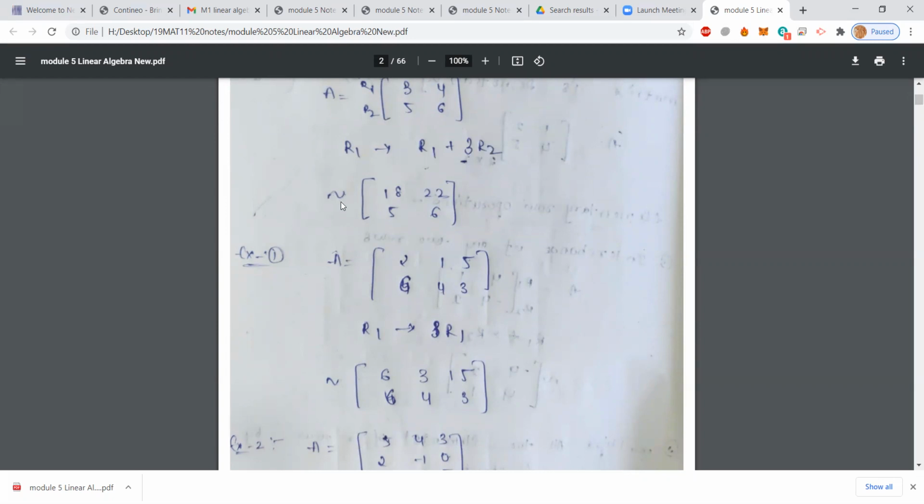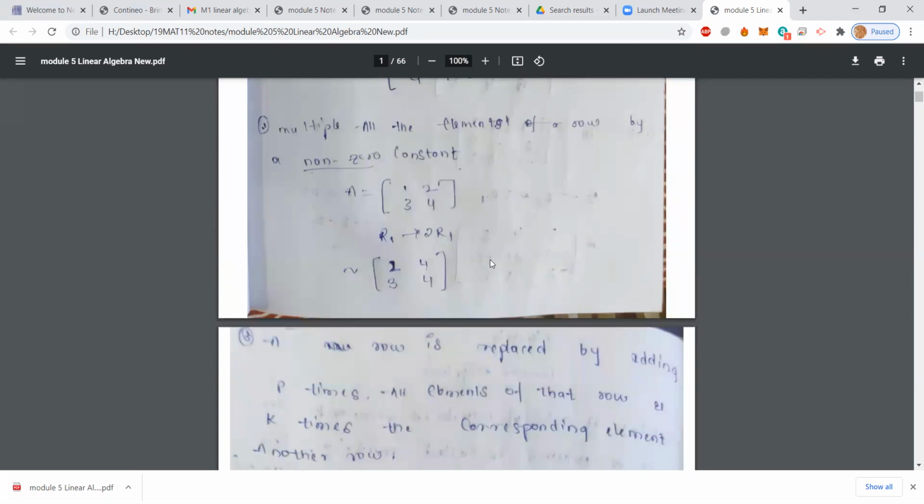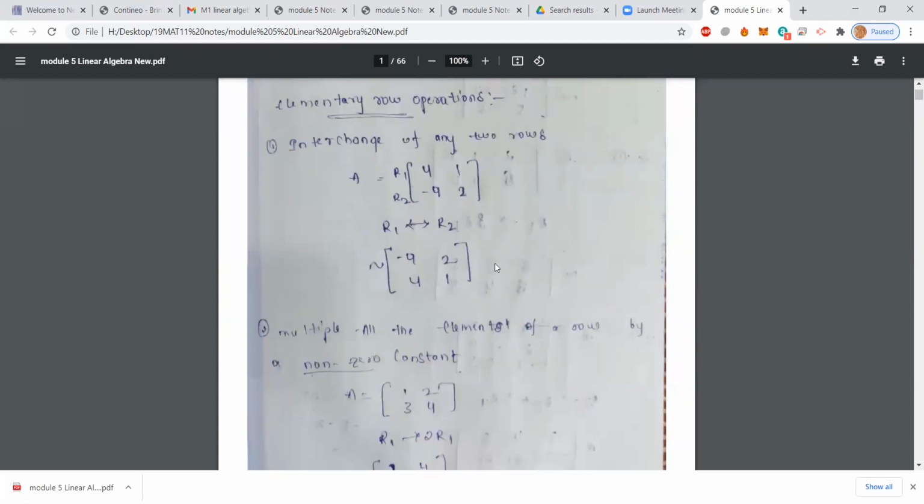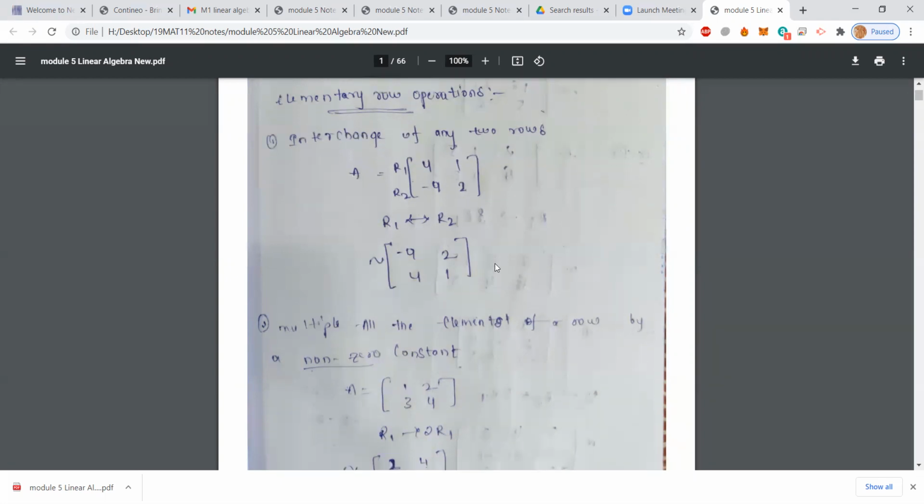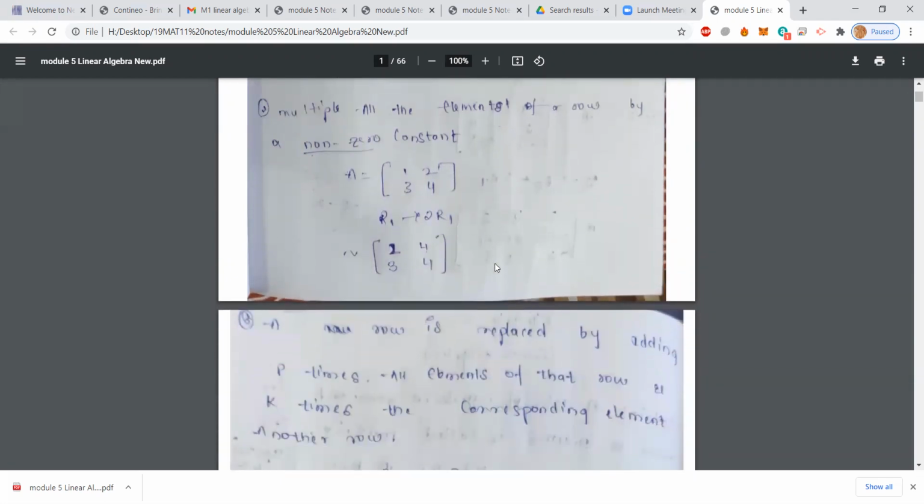So the resultant will be, see here, R1 is 3 plus 3 times 5. So 15 plus 3 is 18. Then the second element is 4 plus 3 times 6. So 18 plus 4 is 22. So the first row should be replaced by R1 plus 3 R2. Second row will be as it is, 5, 6. So these are the 3 elementary row operations. Using these 3 elementary row operations, we are going to find the rank of a matrix.